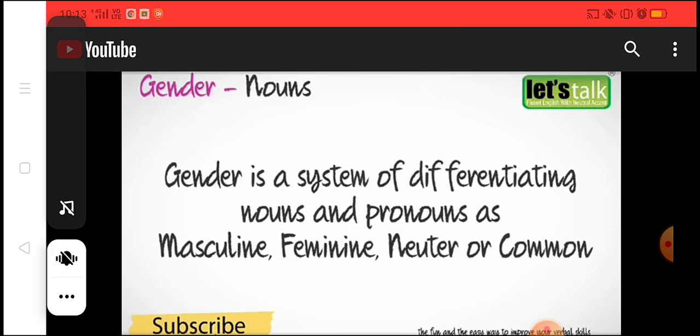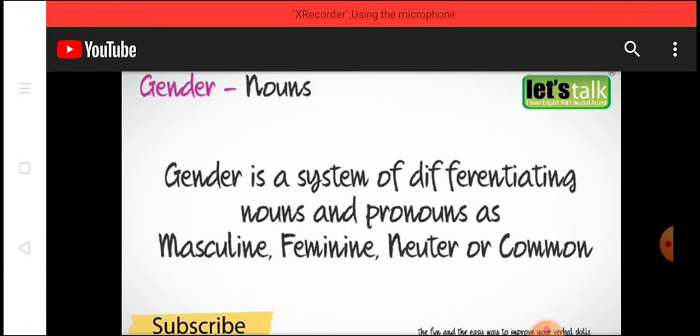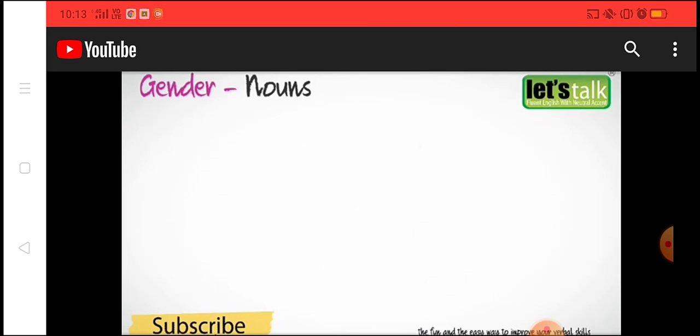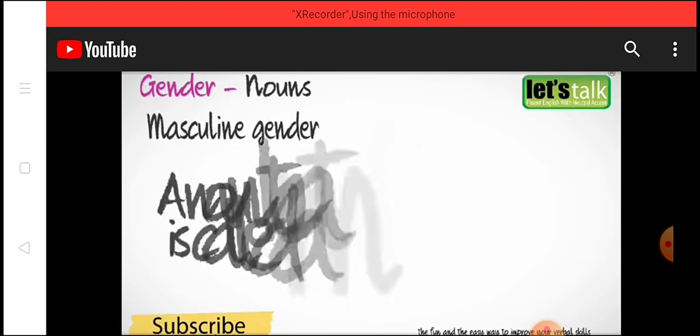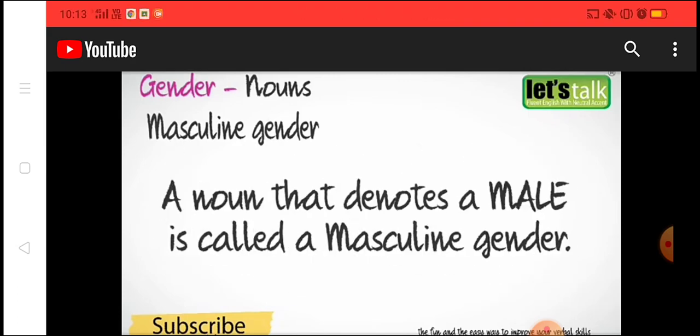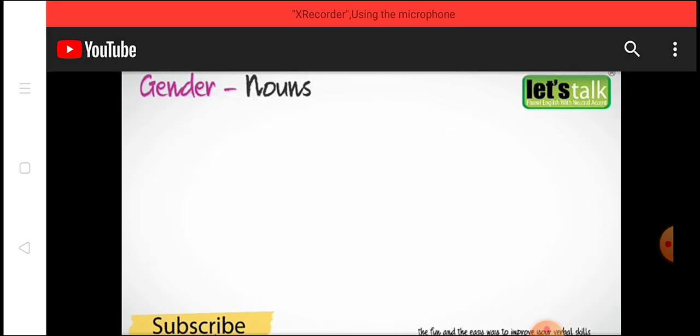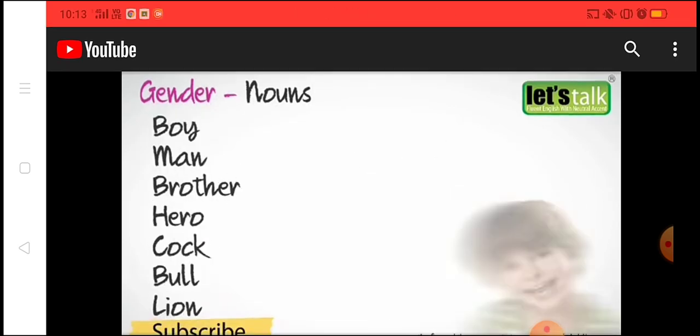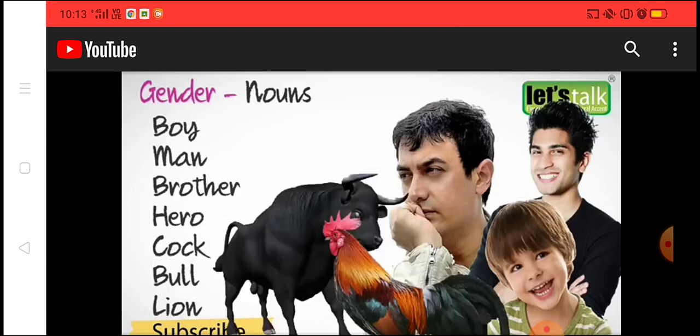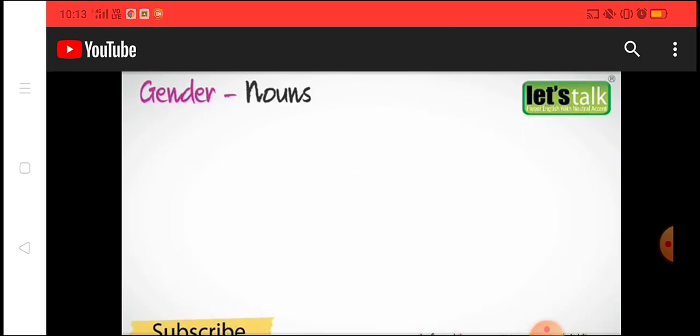First of all, let us begin with the first one, that is masculine noun. Students, after copying this, put the side heading as masculine gender. A noun that denotes a male is called a masculine gender. For example, boy, man, brother, hero, cock, bull, lion. So you can note these examples below that.